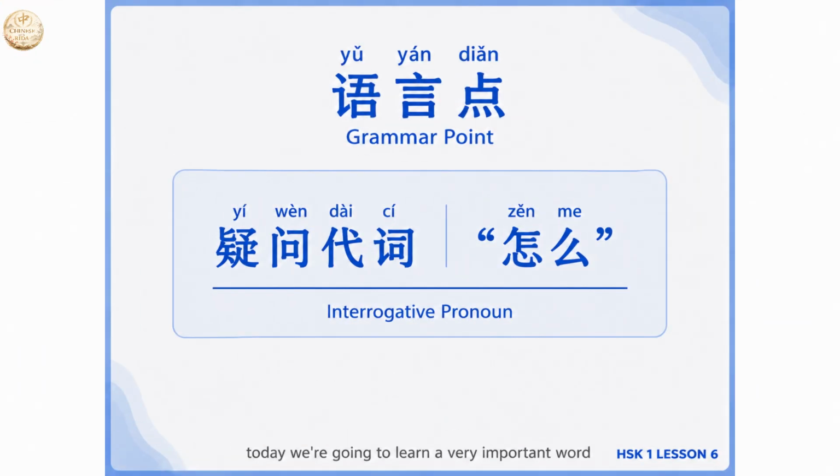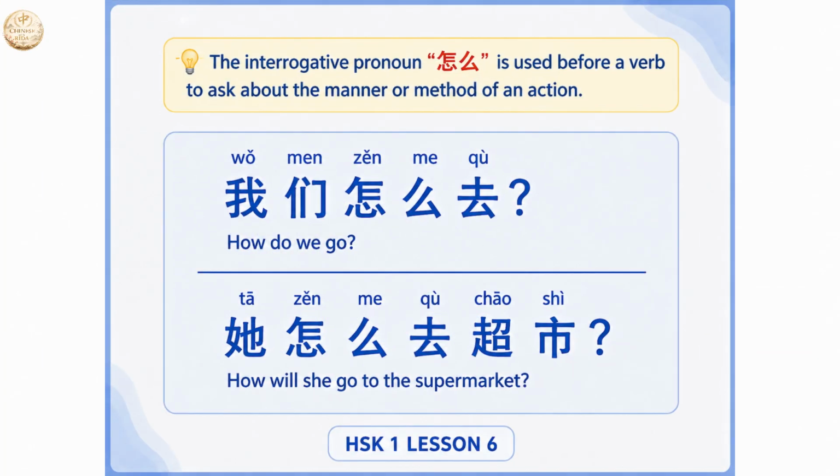Today, we are going to learn a very important word that will help you ask for directions, methods, and ways to do things. The word is zenme. In English, we translate this as how. When we want to ask about the manner or method of an action, meaning how something is done, we use zenme. Let's look at the first sentence. You can read after me. 我们怎么去? How do we go? Or we are taking a bus, or we are taking a taxi, or we are just walking. So use zenme to find out the transport method.